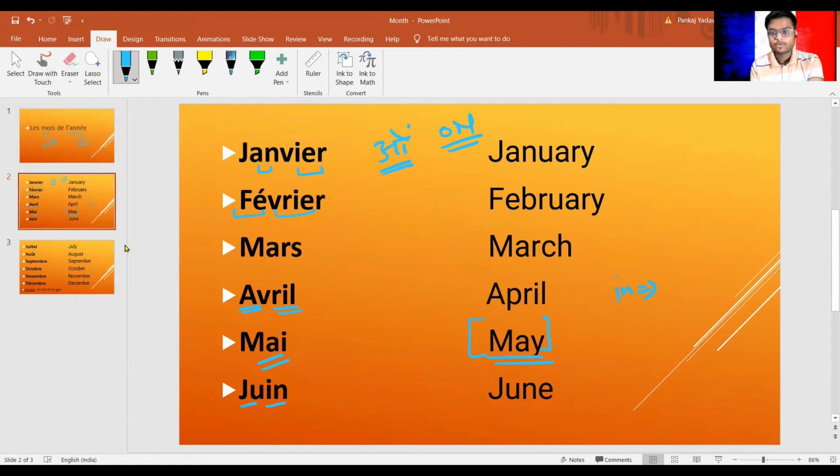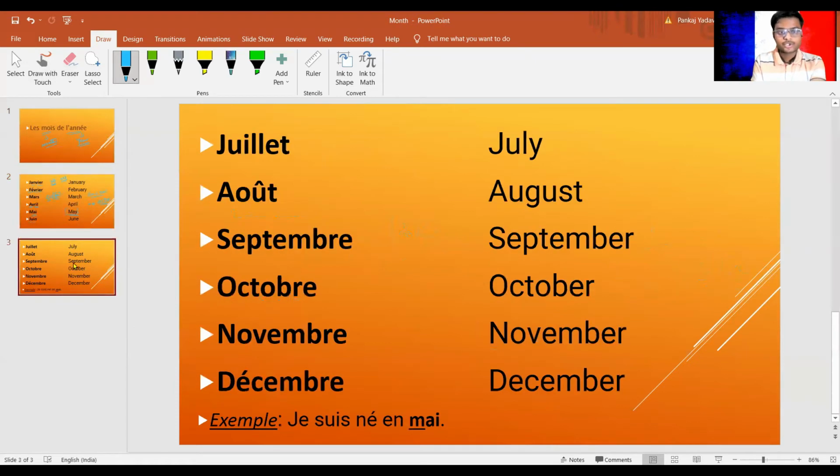IN will give you a sound of an, for example, and. But if there is EN, it gives you a sound of on. So always keep in mind the difference between IN and on. Juin means June. Juillet. It is July. All right, août. It's not out, it's août.